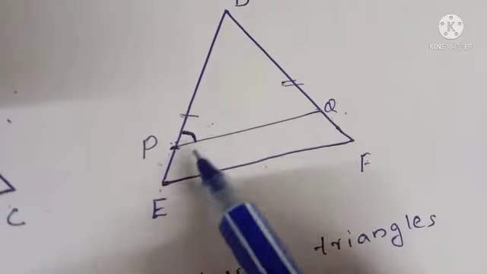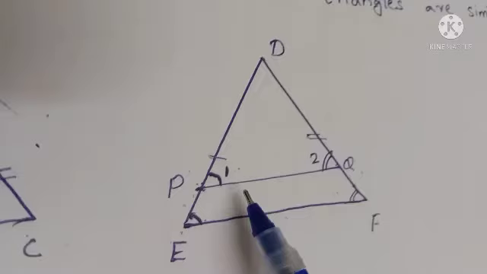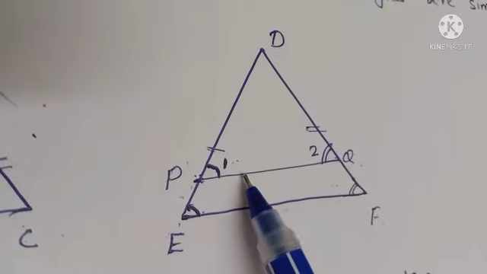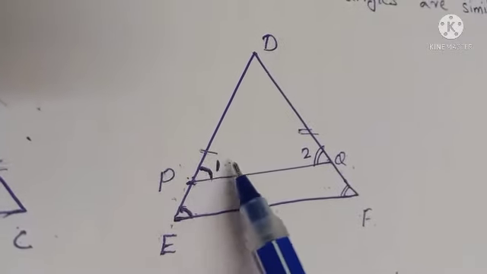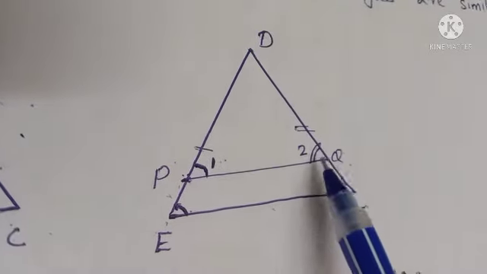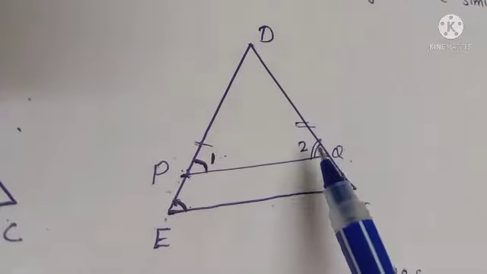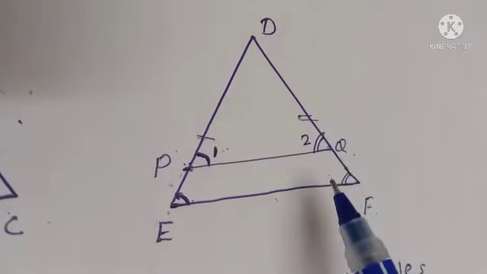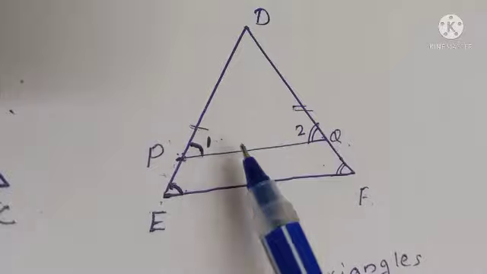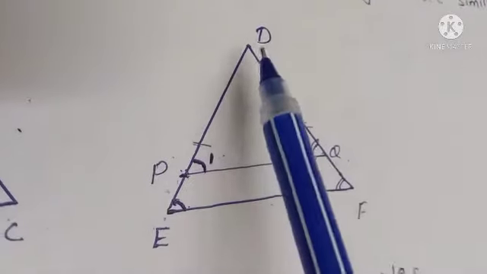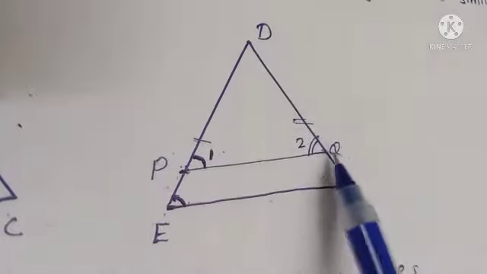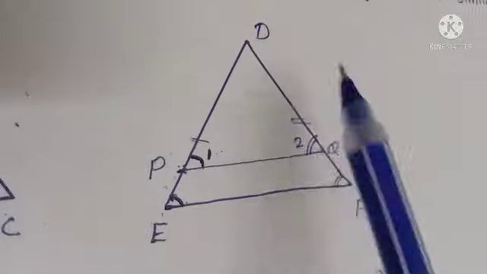These two are the corresponding angles. By the corresponding angles axiom, we get angle 1 equal to angle E and angle 2 equal to angle F. These two angles are equal by the corresponding angles axiom. First we got DP by PE and DQ by QF, so the parts are proportional.